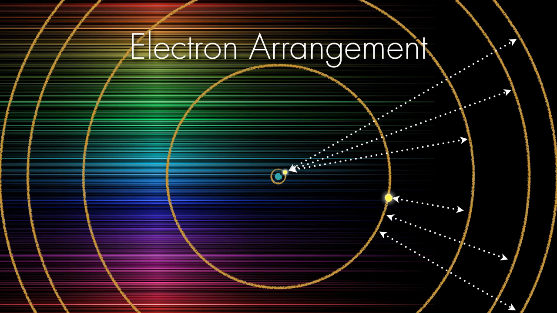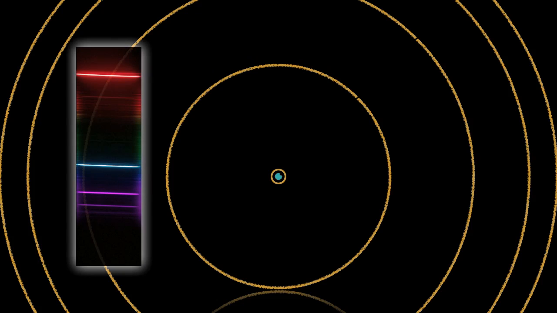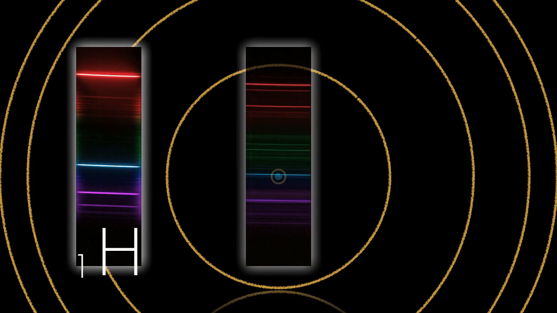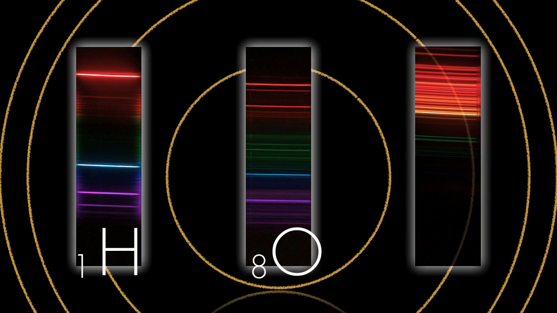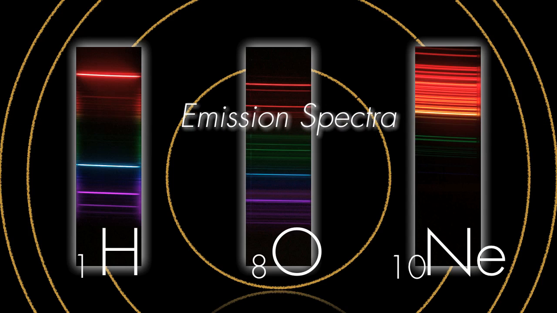This leads to a unique light fingerprint for every element. We call these light fingerprints emission spectra because they are the spectrums created when electrons falling from high orbits to low orbits are emitting light.